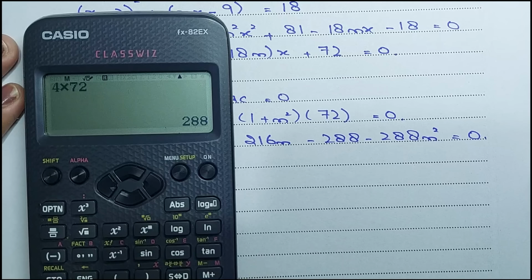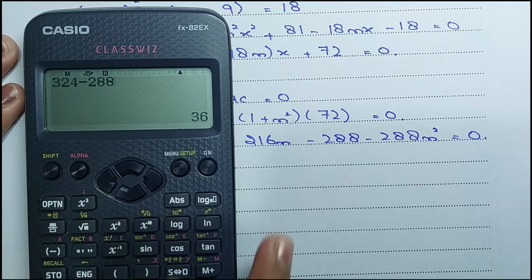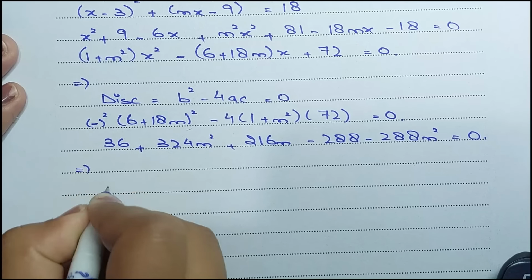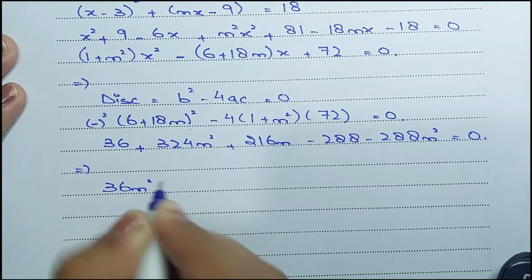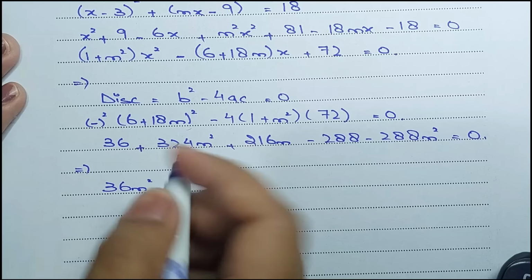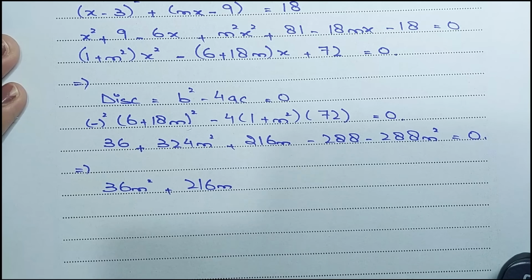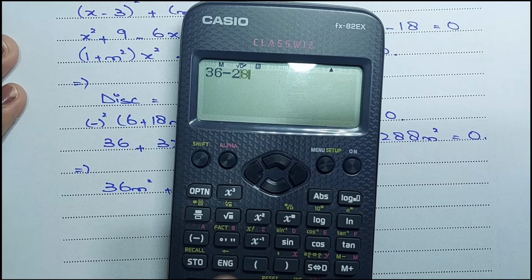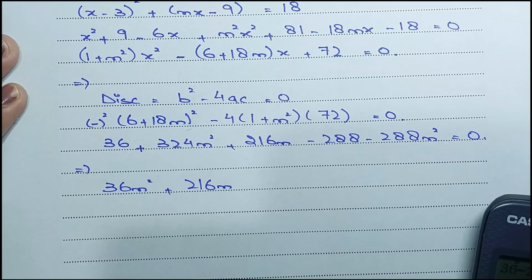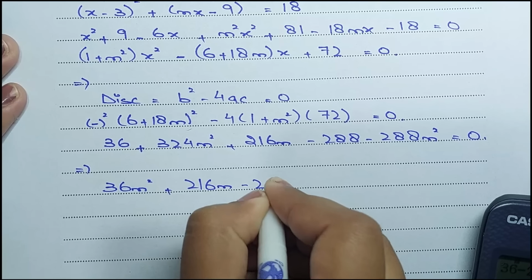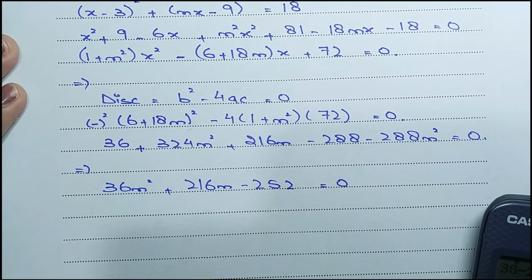Okay, 324 minus 288, which is 36m square, and the m term is this 216m, and the constant is 36, and minus 288, minus 252, this is equal to 0.